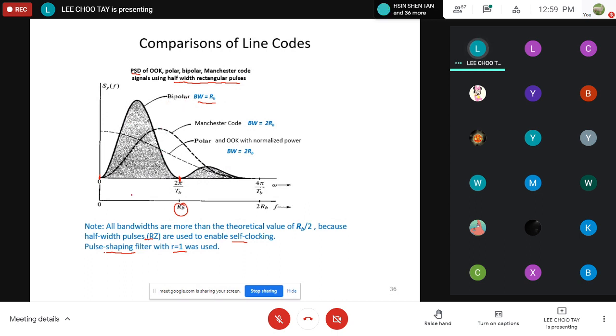Under the same situation, when we condition the signal under the same condition, your bipolar line code is going to need a bandwidth of RB, which is the same as your bit rate. Manchester code will need a bandwidth of 2 RB. This is your Manchester code PSD, so you need near to 2 RB. And then the polar and the on-off keying with normalized power need a bandwidth of 2 RB as well. If you look at this one for the polar, you see that you actually need close to 2 times the bit rate as bandwidth.